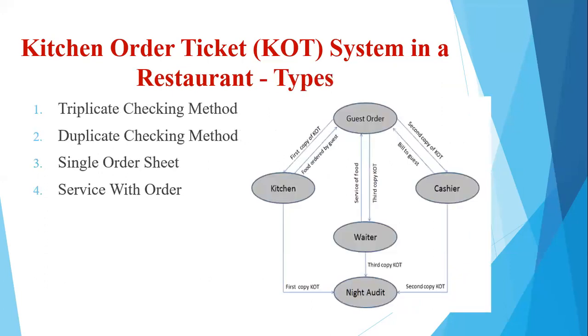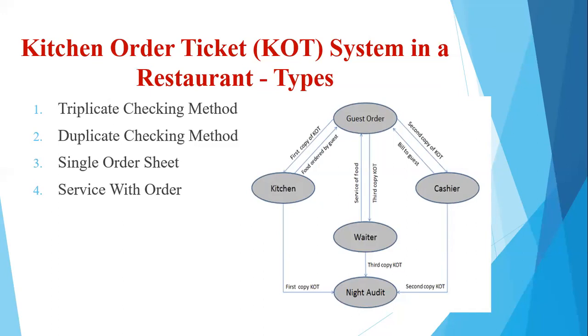Now let us look into what are the different types of KOTs. Okay, so first is triplicate checking method. Let us see how does this system work. Now in triplicate checking system, it is a traditional system and it is time tested. Over the period of time, people have worked with this, experienced this system, that it is very efficient. But then still at the same time they also say that it is a vague system as such.